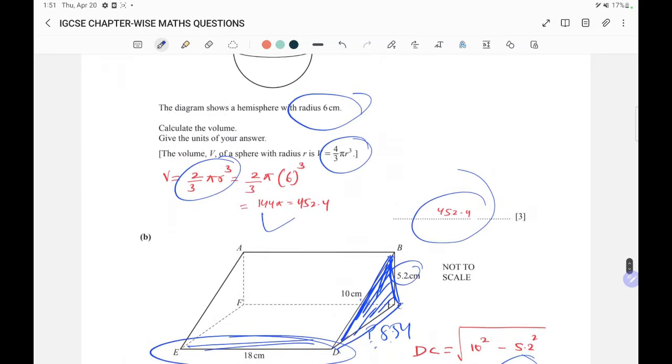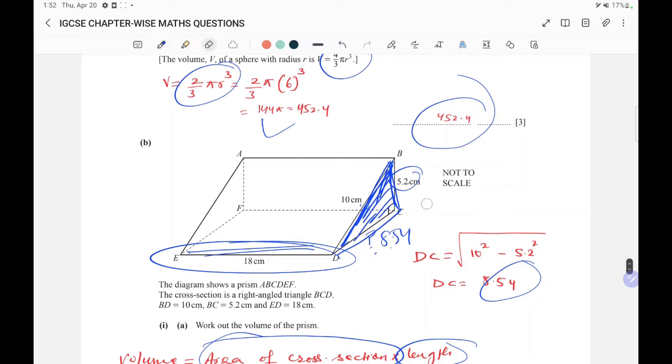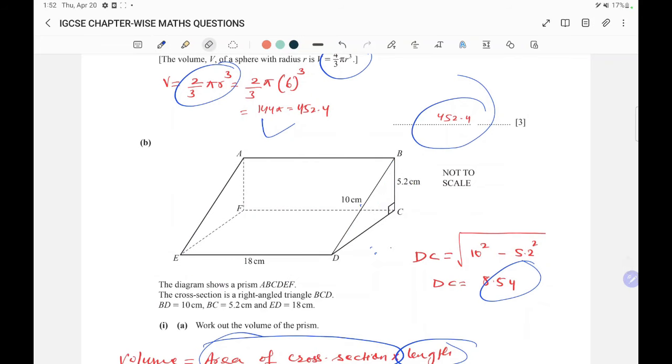Calculate the angle BEC. Where is BEC? BEC. Where is EC? Okay, again here. So we need to find this length, this angle.